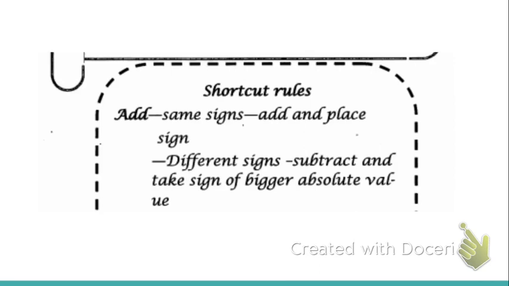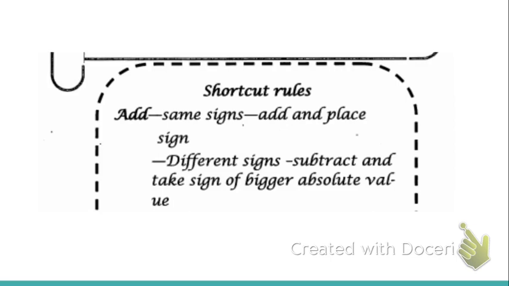So here's the shortcut. This is on the front of your little foldable. If you add, there are two possibilities. You could have the same sign on both numbers, or you could have different signs on both numbers, and each one is different. So if they have the same sign, this is just what you've been doing since kindergarten. You're going to add them, and you're going to put the sign. So if they're both positive, you're going to add them together, and they're going to have a positive answer. If they are both negative, you're going to add them together, and they're going to have a negative answer.